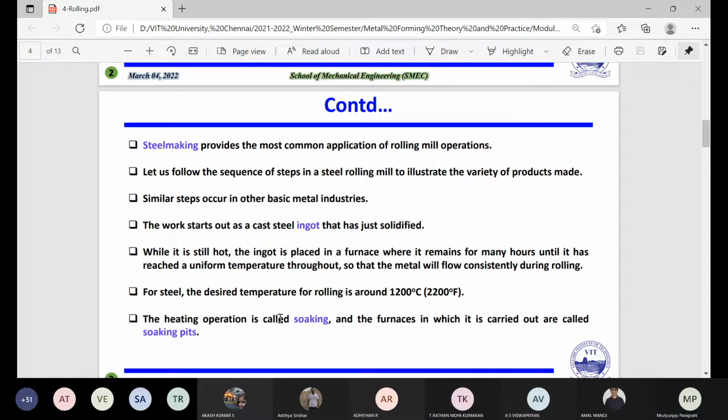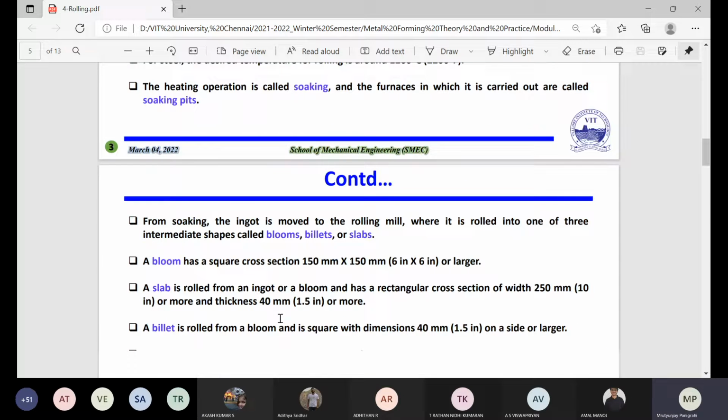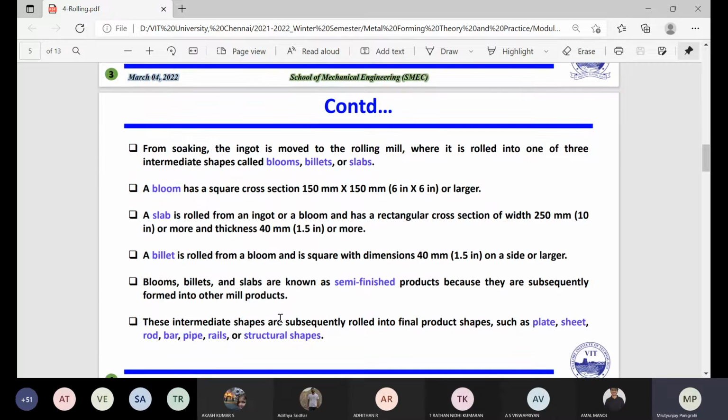Okay. So now from that soaking pit, I just put in two or three lines about that process, because we have to understand the terminology we will use, for example bloom, billet, and slab. So from soaking, the ingot is moved to the rolling mill. This is important, because we have to know where it is actually coming from. Otherwise you will again ask, sir, from where it came.